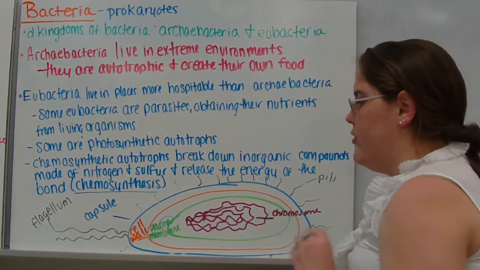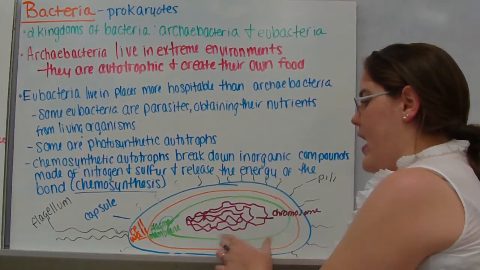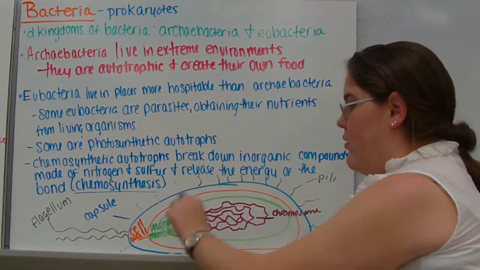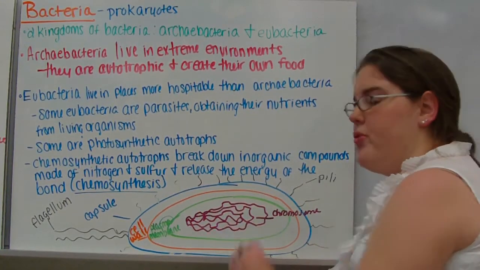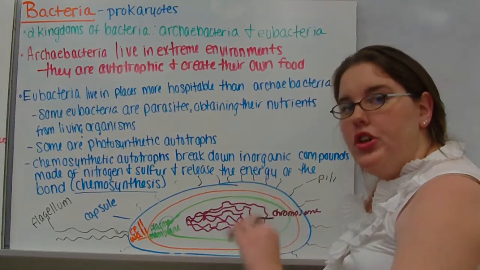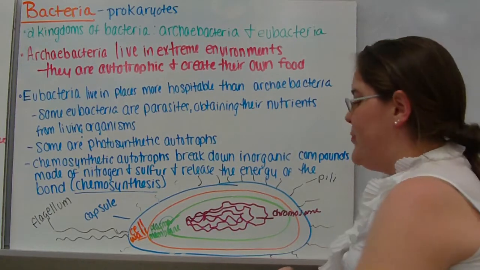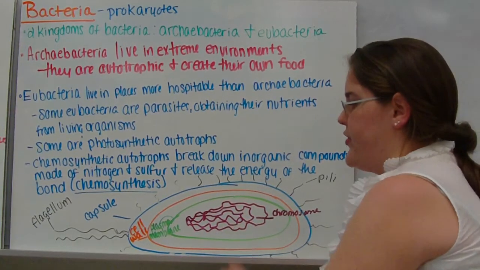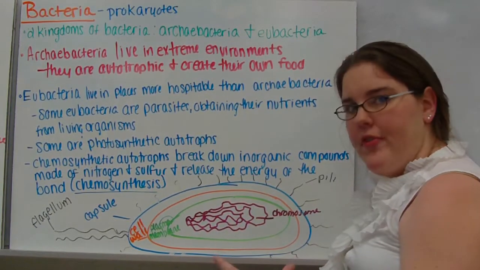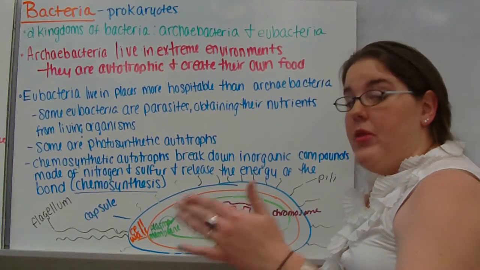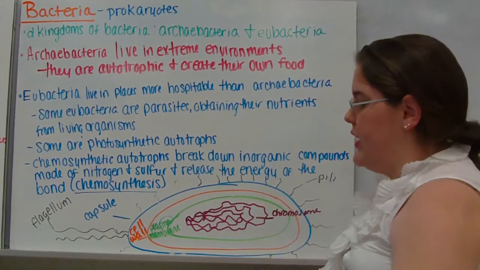This is what most of them will look like. We'll go from the inside out. In the very middle, enclosed in your plasma membrane, cell wall, and capsule, you're going to have your chromosome. Normally, this is one large circular chromosome, not like our DNA at all. It has all of the different types of genetic information that this bacteria will need to live and thrive and eventually be able to replicate itself.